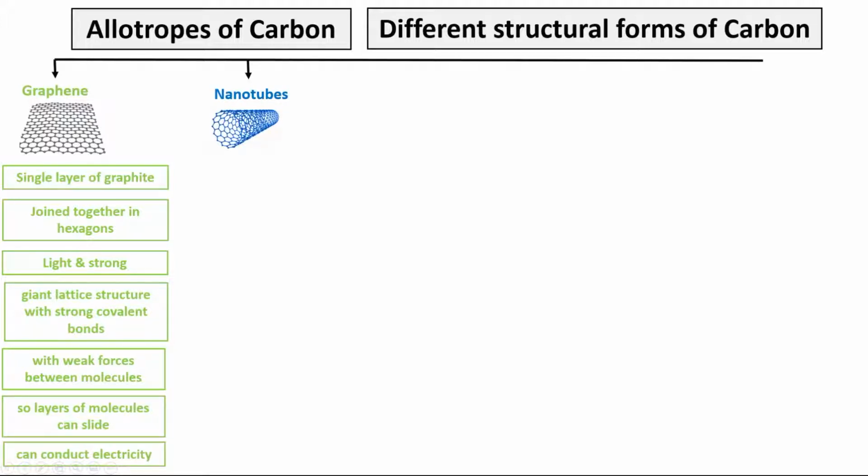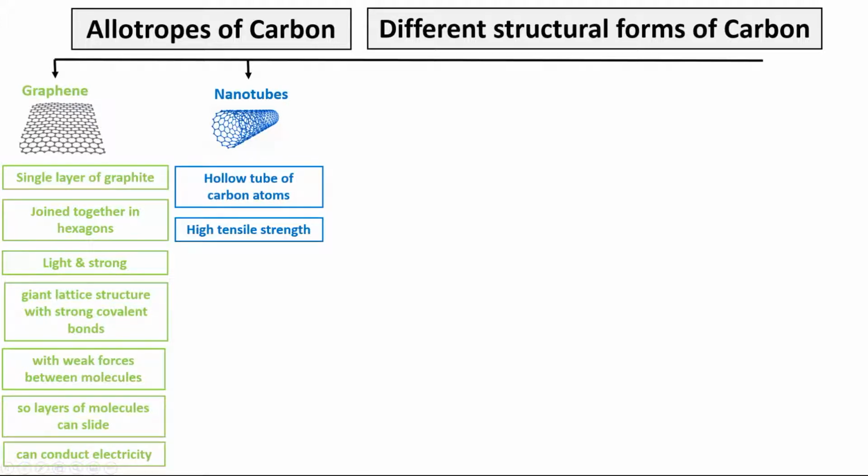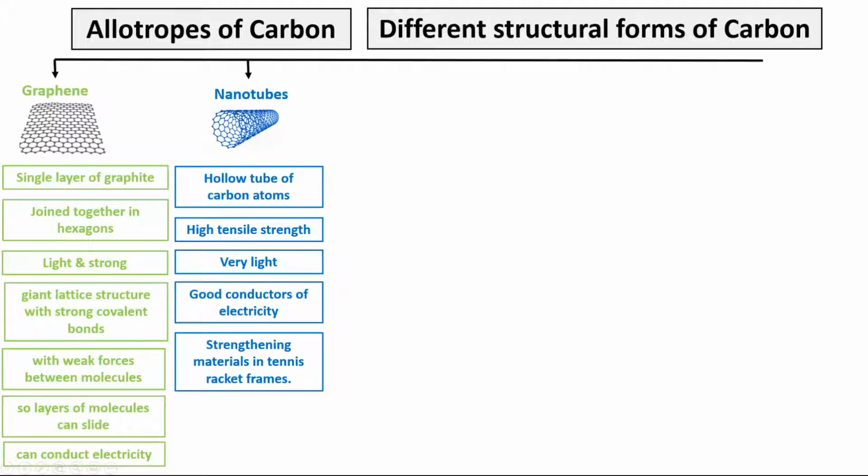Nanotubes are fullerenes, a hollow tube of carbon atoms with a high tensile strength. This is the maximum stress that a material can withstand while being stretched or pulled. A nanotube is very light. It is also a good conductor of electricity. Nanotubes have many uses. For example, they're used as strengthening materials in tennis racket frames and in electronics.